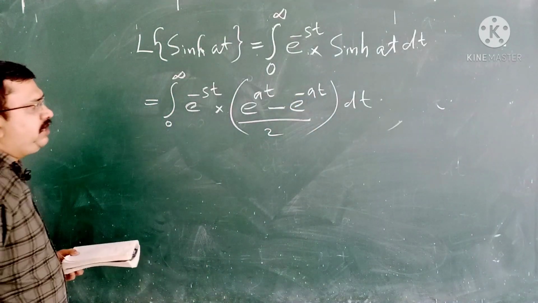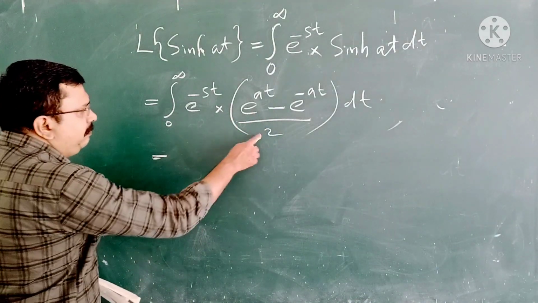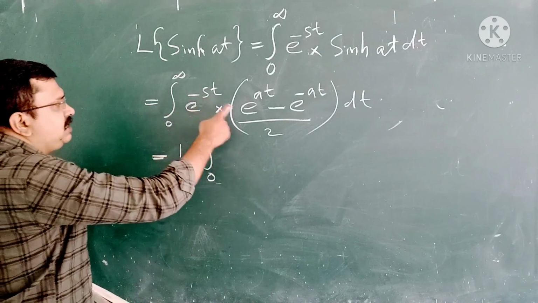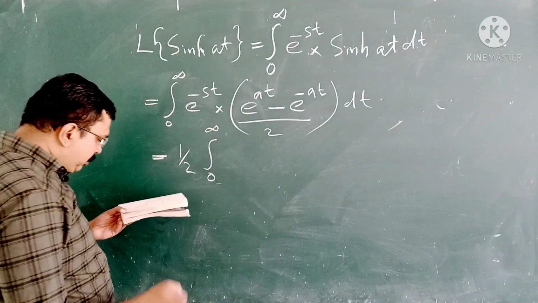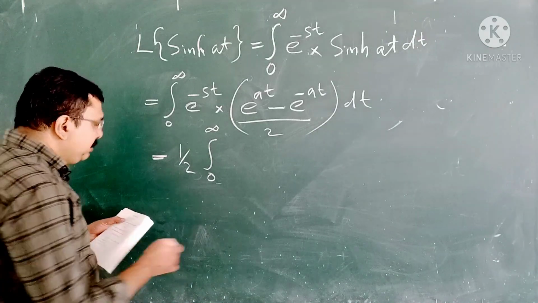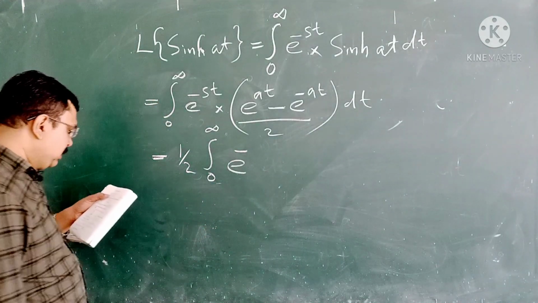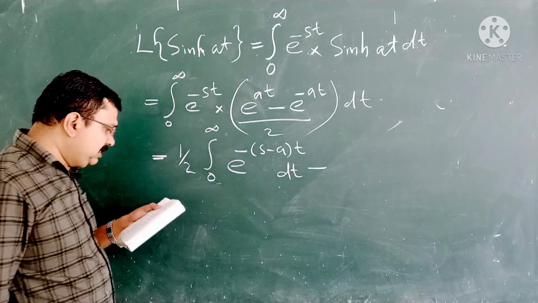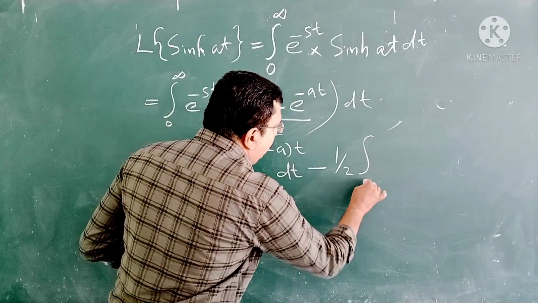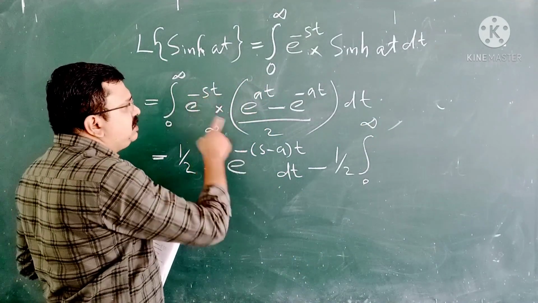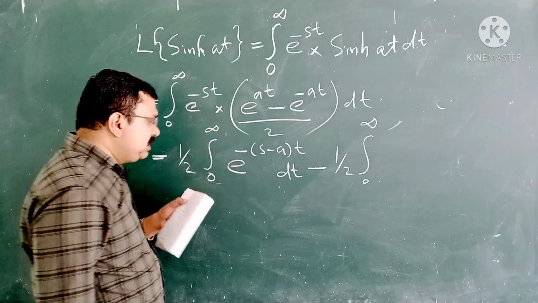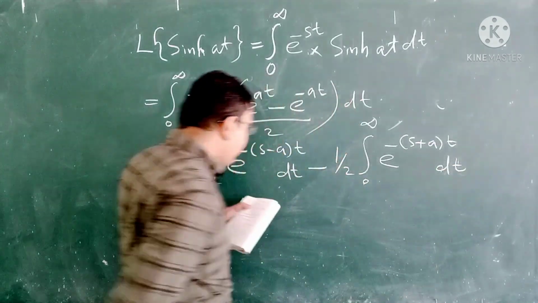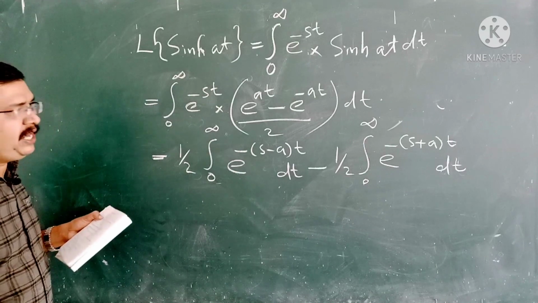Okay, now we can split these two functions. 1 by 2 is common, 1 by 2 into integral 0 to infinity e raised to minus st into e raised to at, that is equal to, it will become e raised to minus (s minus a)t dt, first function. Minus, what is the second function? 1 by 2 into integral 0 to infinity e raised to minus st into e raised to minus at, that is e raised to minus (s plus a)t dt.